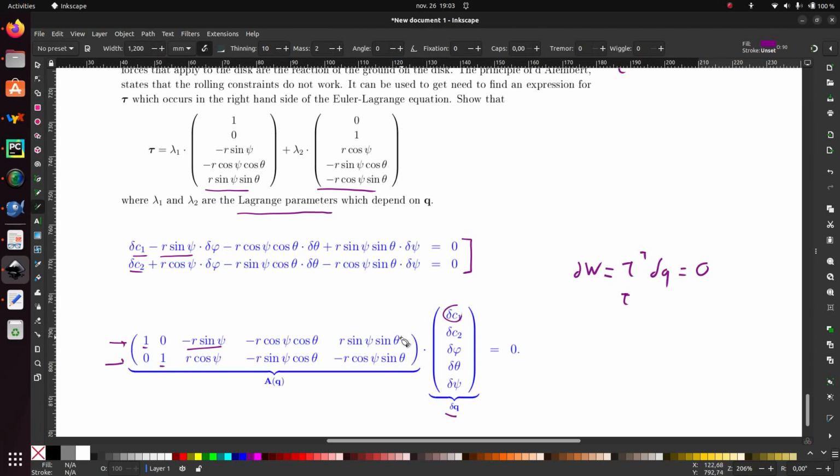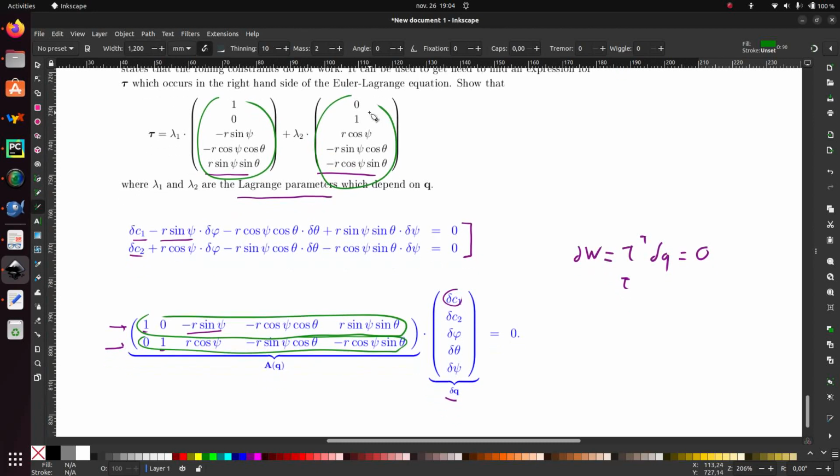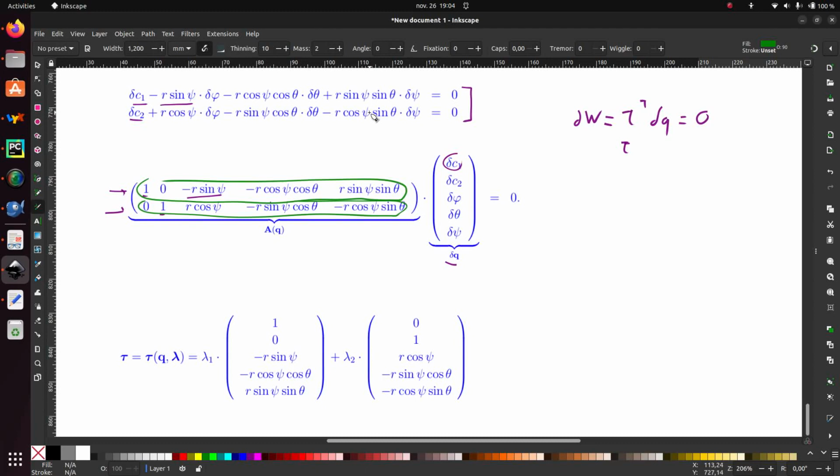Now this vector here, this line vector, corresponds to this column vector here, and this one corresponds to this one. Okay. So due to this, I obtain that tau is a linear combination of this vector and this vector. So this is what I write here. And I obtain this one. So tau depends on Q, okay, and on a two-dimensional parameter, lambda, the Lagrange parameters.